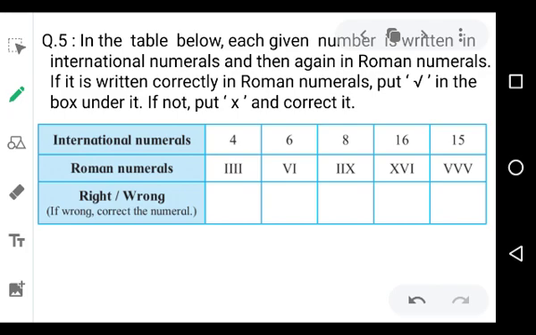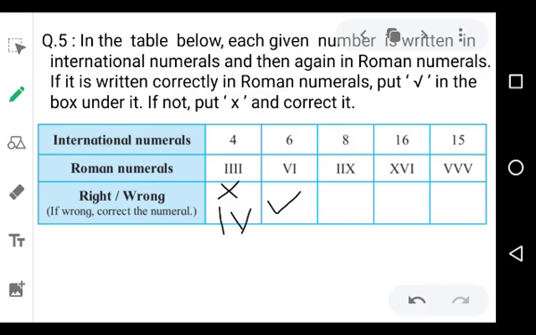Now see the first. First is 4 times I. Is it right? No, it's wrong. So we have to write the value. Right value is 4. So first we cross this and then write the right value. Next is 6. Here 6 is written correctly. So put the tick.